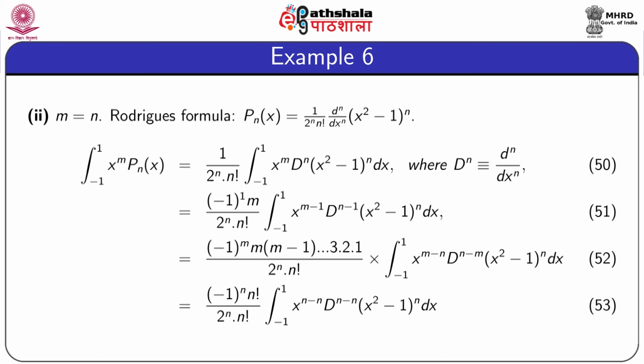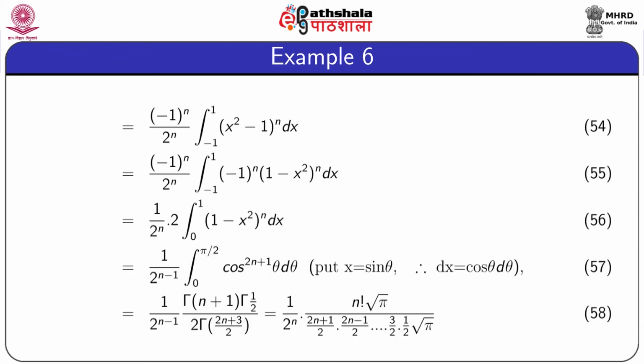We use the same technique as we used in the first half of the problem, and if you do that, you will be deriving equation number 53, which is minus 1 whole to the power n into n factorial divided by 2 to the power n into n factorial, integration from minus 1 to plus 1 of x to the power n minus n, the 0th derivative of (x square minus 1) whole to the power n dx. If you simplify, you will be getting minus 1 whole to the power n divided by 2 to the power n, integration from minus 1 to plus 1 of (x square minus 1) whole to the power n.